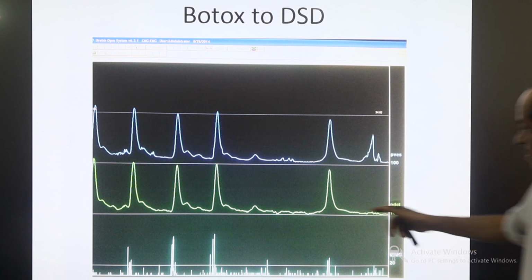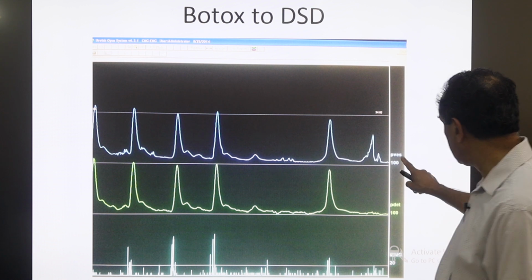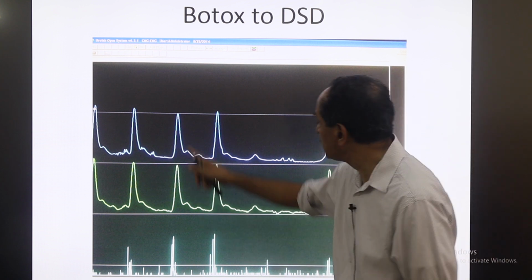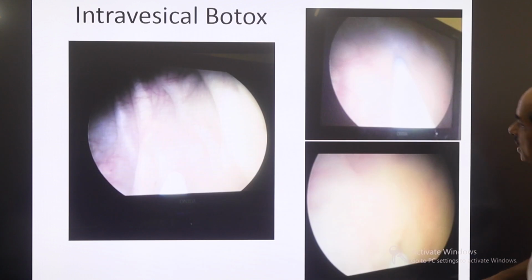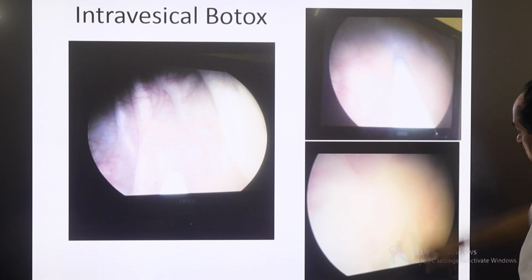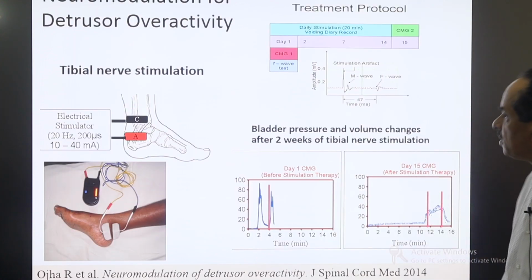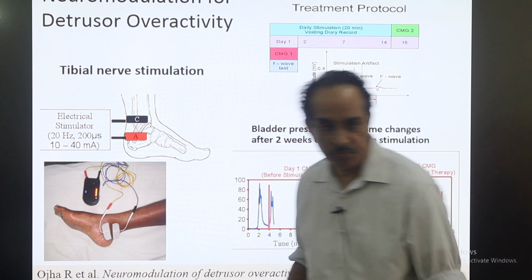And detrusor sphincter dyssynergia is where, on the detrusor pressure and the EMG, you see that there is always a concurrent contraction. So what was done? I think Henry did this in this case, injecting into the detrusor, intravesical Botox. This was the unique novel thing that Raj did, where you stimulate the posterior tibial nerve.